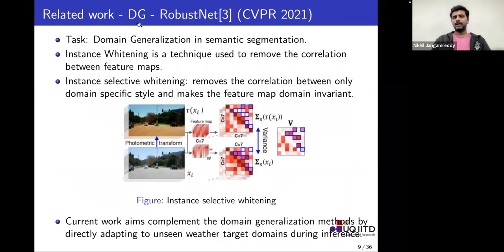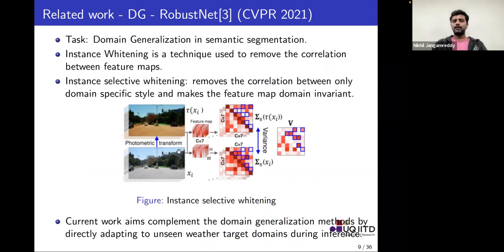So coming to the related work in domain generalization, the recent work is called RobustNet. This is from CVPR 2021. The task is to improve domain generalization in semantic segmentation. In the proposed approach, they use something called instance selective whitening. They take an image xi and its corresponding photometric transformation tau of xi, and they take the intermediate feature map representations, and they calculate the covariance matrix of xi and tau of xi, and they find the variance between both of them and suppress the high variance values. So intuitively, they are trying to suppress the domain specific style information from the original image, thereby making the feature maps more domain invariant. So to make the feature maps more robust, they are taking the photometric transformations of the input image and trying to suppress the highly correlated values from the variance matrix.